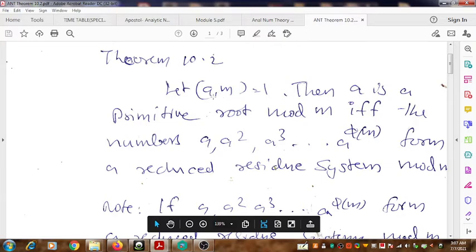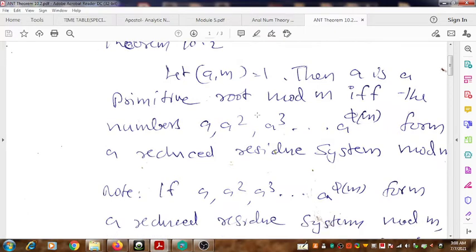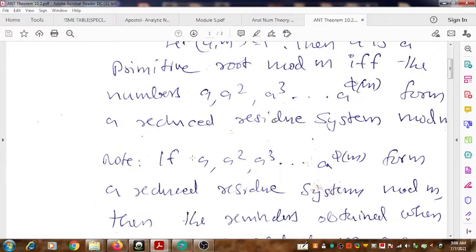Let the GCD of the two numbers a and m equal 1. Then a is a primitive root mod m if and only if the numbers a, a squared, a cubed, etc., a raised to the power phi(m), form a reduced residue system mod m.